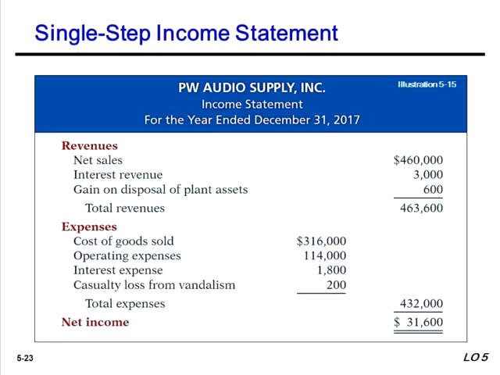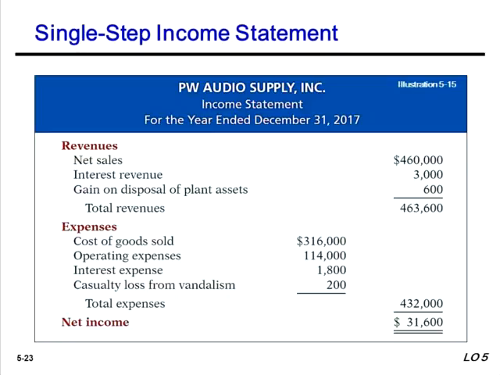All right, so here we have PW Audio Supply. Once again, same income statement, different format. So net sales, we know, is an operating revenue. Interest revenue and gain on disposal of plant assets are non-operating. So we total up our total revenues. And then under expenses, cost of goods sold and operating expenses are operating expenses. Interest expense and casualty loss from vandalism are non-operating. So we total our expenses and losses, subtract them from total revenue, and we have the net income of $31,600, which of course is the same net income that we would have using the multi-step format.